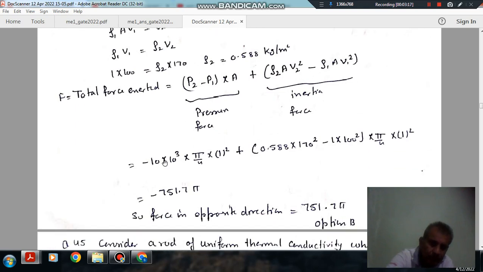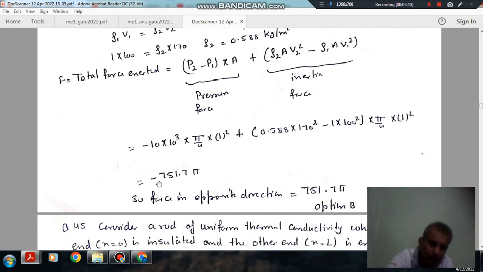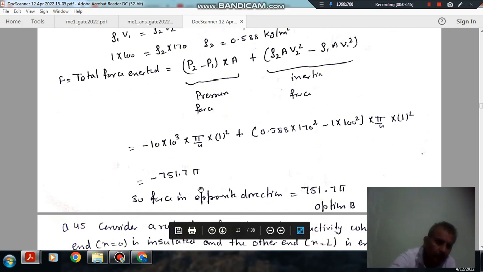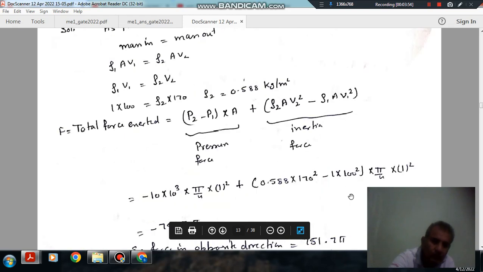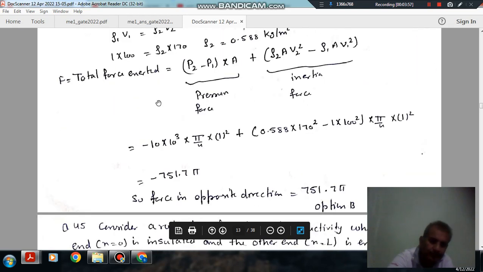Now we have P2 minus P1 as minus 10 into 10 to the power 3, and as the diameter is 1, the area is pi by 4 into 1 square. Rho 2 is 0.588 into v2, 170 square, minus rho 1 is 1 into v1, 100 square, and the area is the same. So it comes out as minus 751.75. It is in the opposite direction, so the magnitude of the force will be 751.75. If we consider only magnitude, the answer is option B.